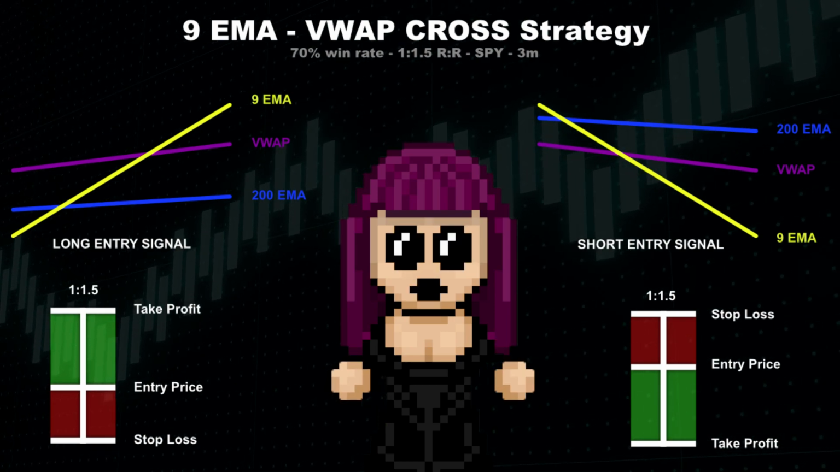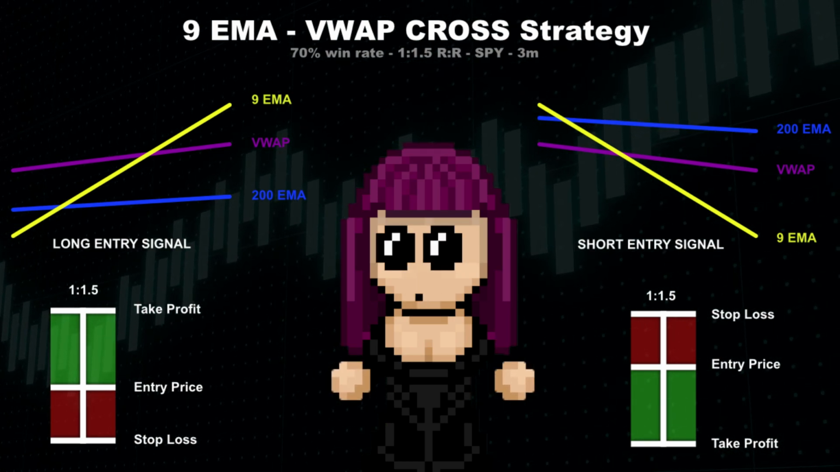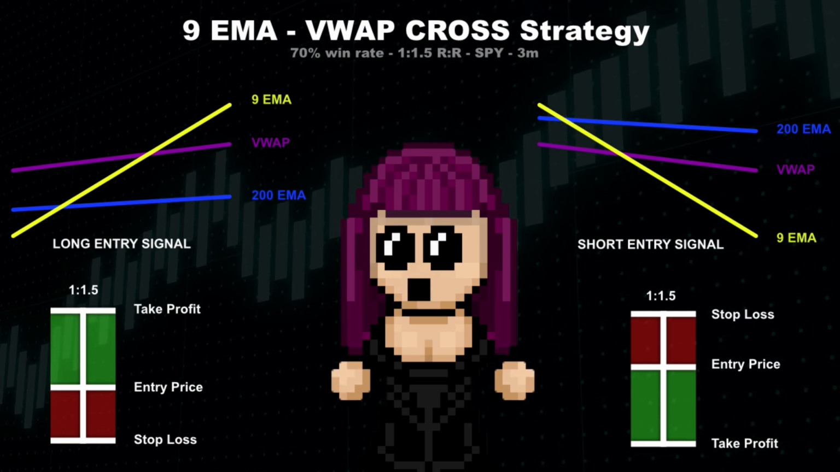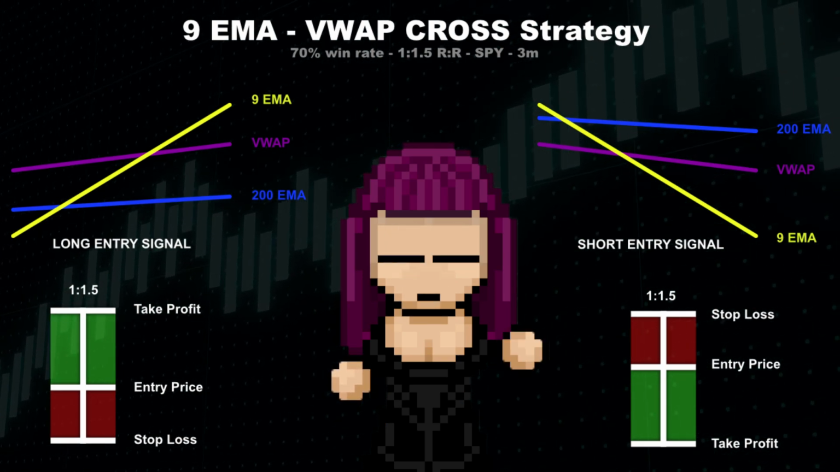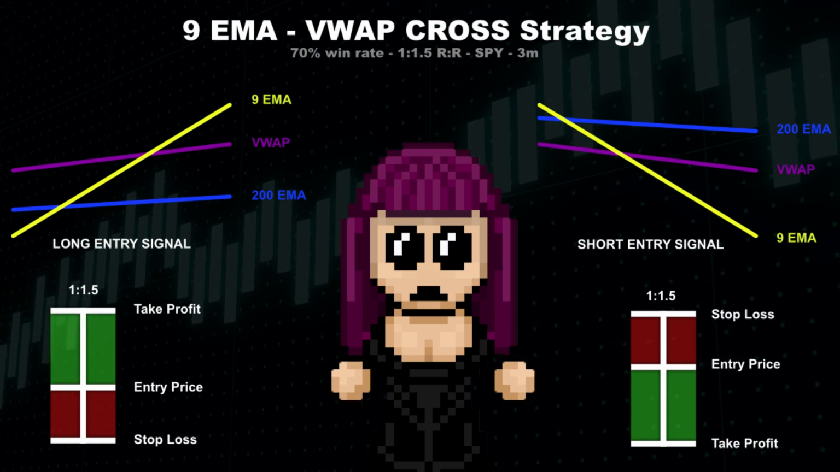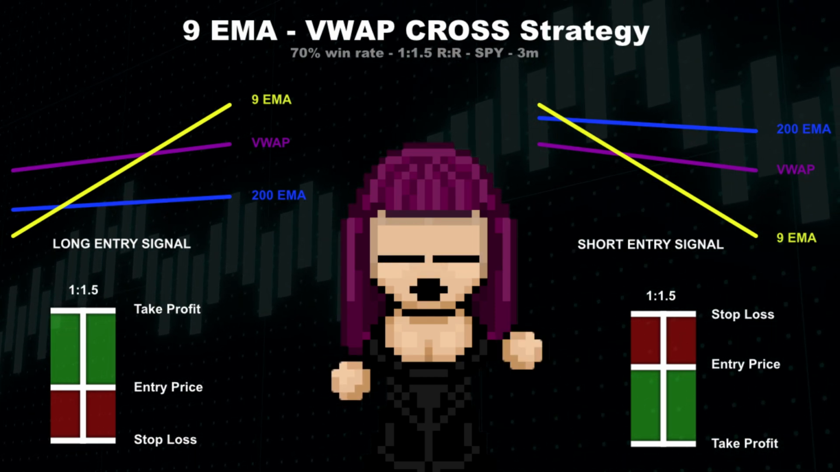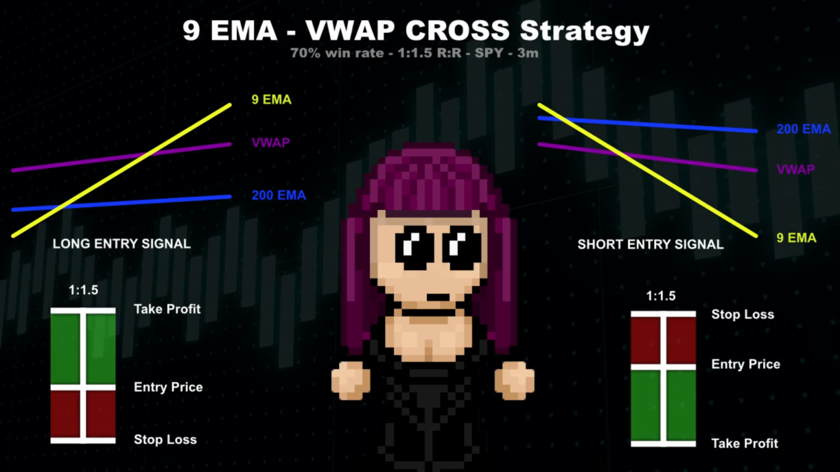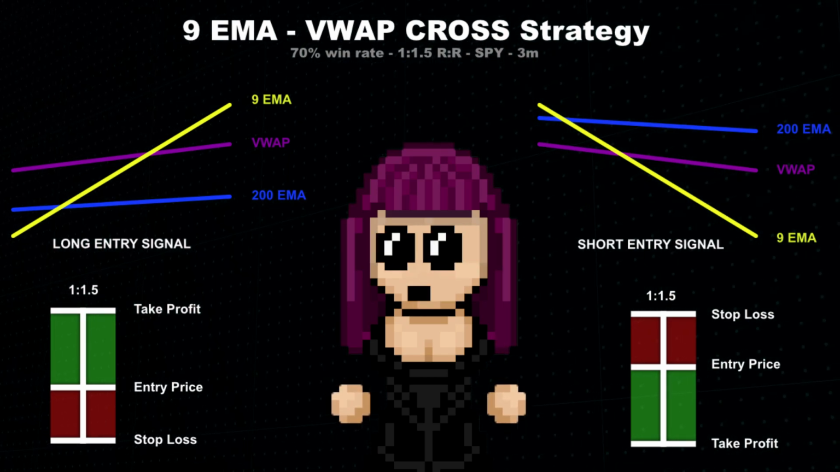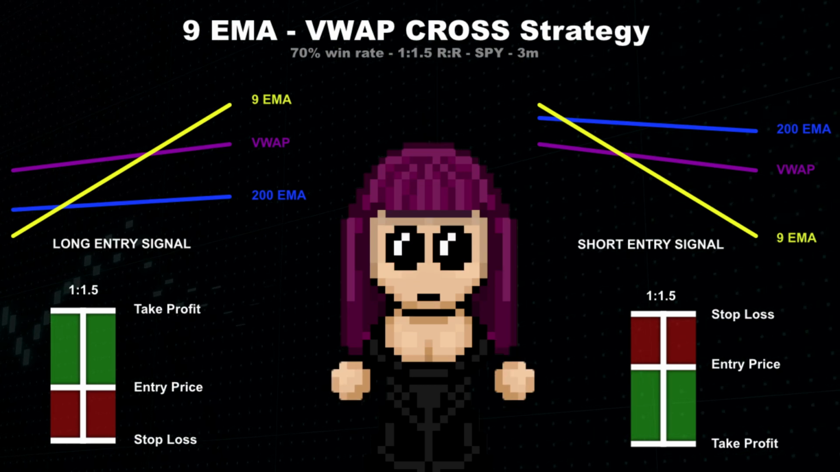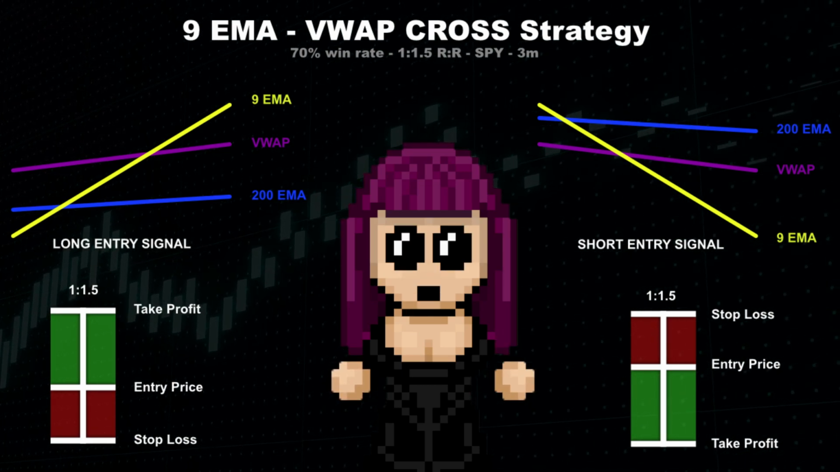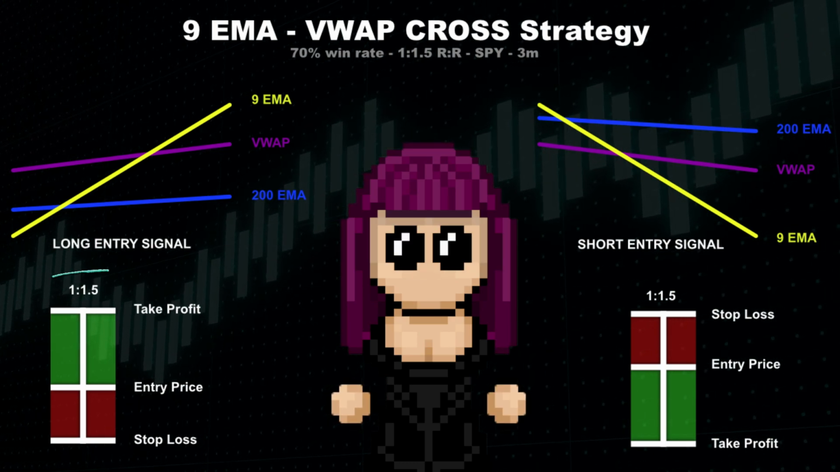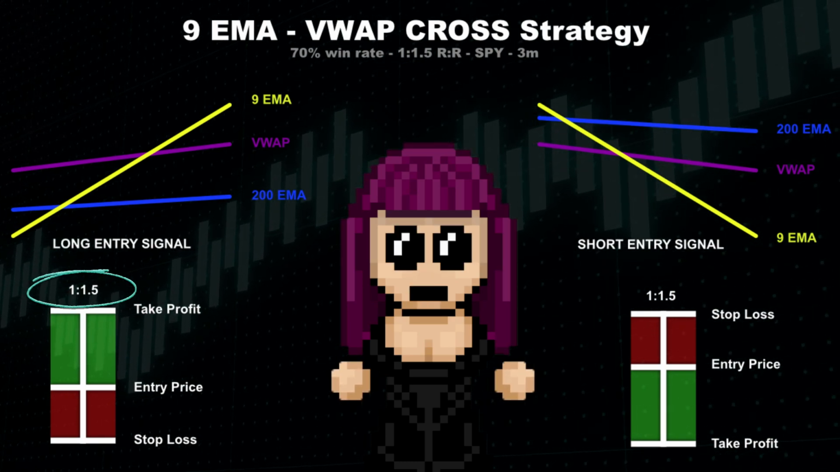The meat of this strategy is simply that 9 EMA VWAP cross strategy. Because by the time the 9 EMA crosses the VWAP, it's a pretty solid signal that the price is going to stay above VWAP, or below if you're talking about going short. Now, when I talk about a 70% win rate with this strategy, I'm also talking about setting a reasonable risk-reward ratio. And that golden ratio is 1 risk to 1.5 reward.